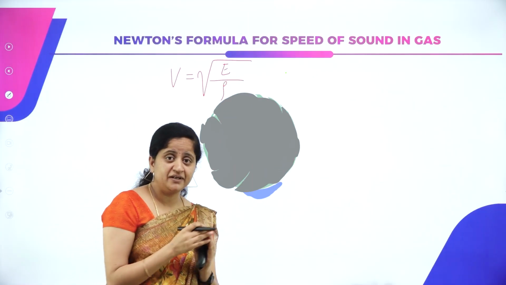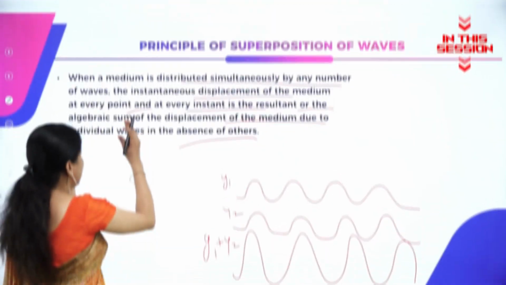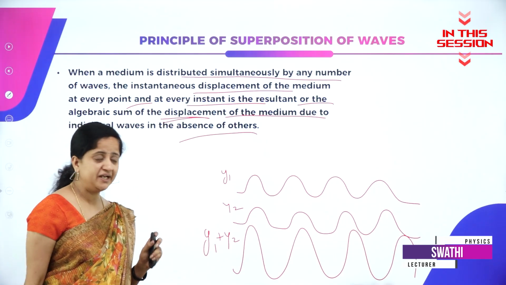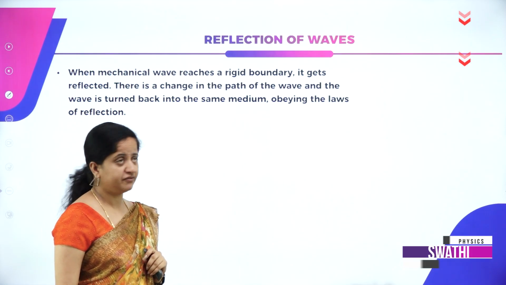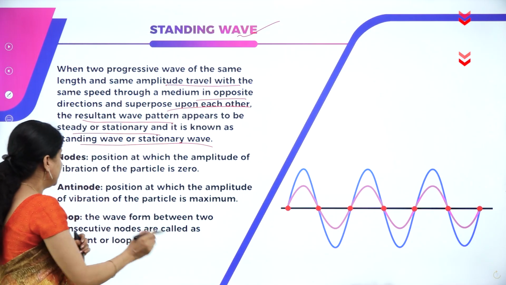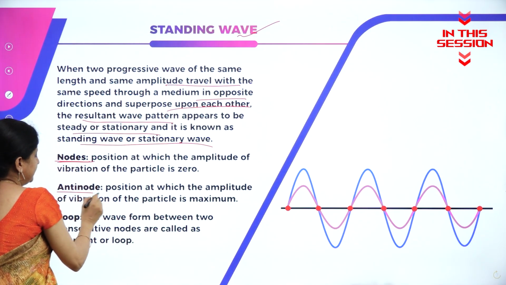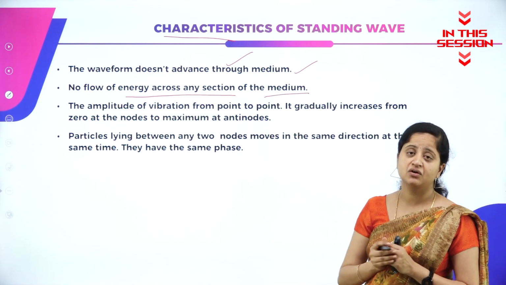When it is moving in a medium, the propagation is purely an isothermal process. Algebraic sum of displacement of the medium of individual waves is called superposition of waves. For this concept we need to understand two important terms called nodes and antinodes. There will be no transfer of energy across any section of the medium.